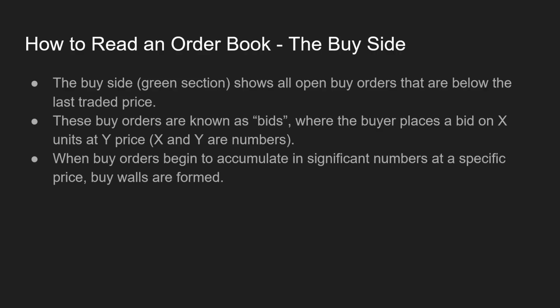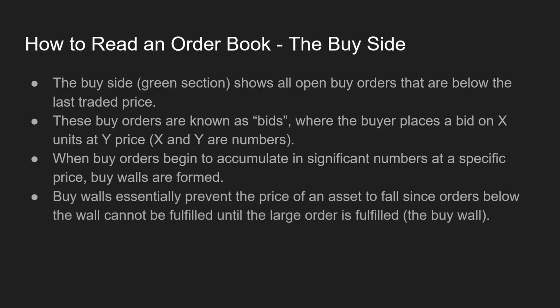Now, when buy orders begin to accumulate in significant numbers at a specific price, we can consider that to be buy walls. Buy walls essentially prevent the price of an asset falling, since orders below the wall can't be fulfilled until that large accumulation of orders are fulfilled, which we consider the buy wall.